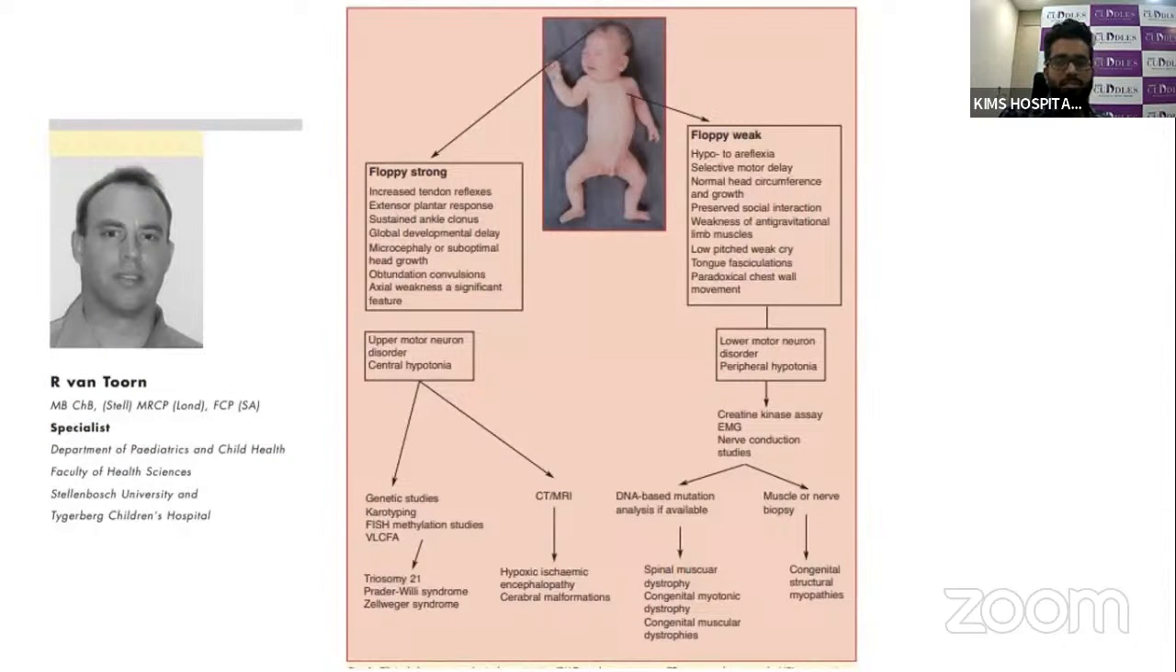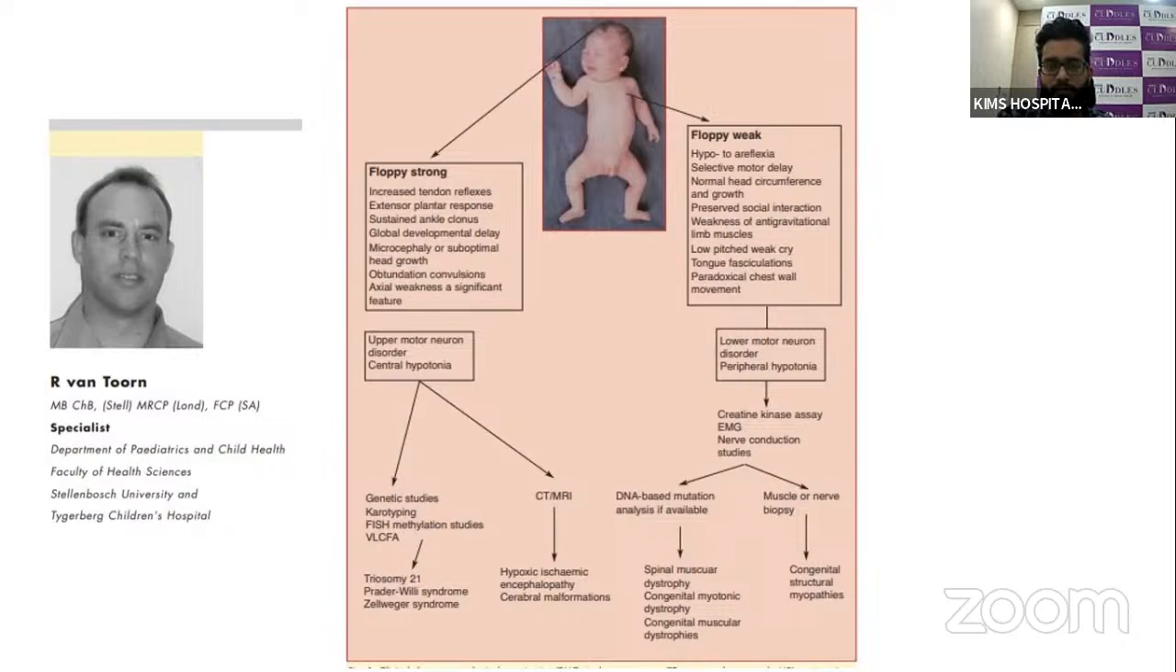This is a classical classification which has been mentioned since 2011. This is an article by Dr. Van Toor from Stellenbosch University. As I mentioned, assessing tone is very important. Once you know that the child is hypotonic, the very next question is differentiating floppy strong versus floppy weak. Floppy strong is central hypotonia and floppy weak is peripheral, as I said.